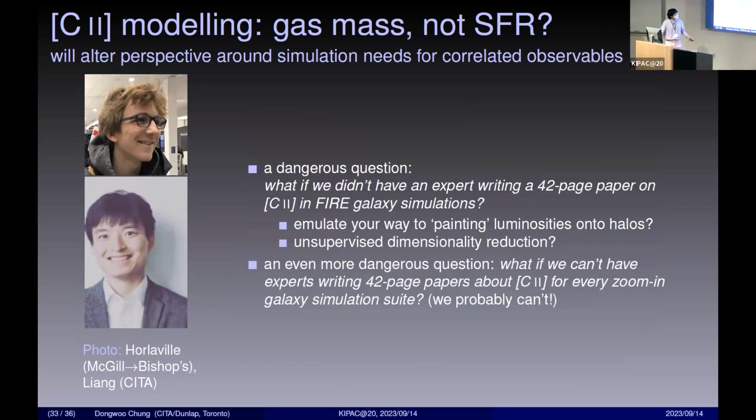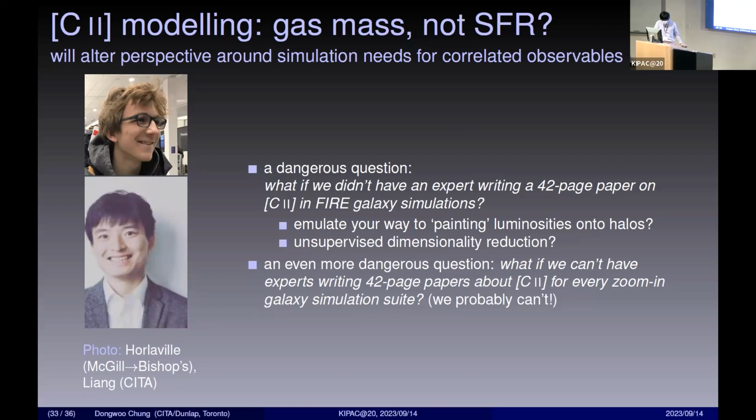But imagine if we didn't have a Li Zhen. Imagine if you didn't have someone that was really motivated to write a 42-page paper on C2 and FIRE. Then what do you do? Well, I think we probably could have gotten away with a few alternative approaches, thinking about some kind of dimensionality reduction, thinking of some kind of emulation that would basically directly try and interpolate across the FIRE galaxies to paint onto the halos in the big cosmological blocks in some fashion.